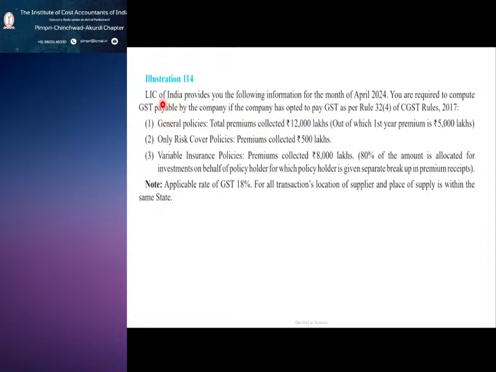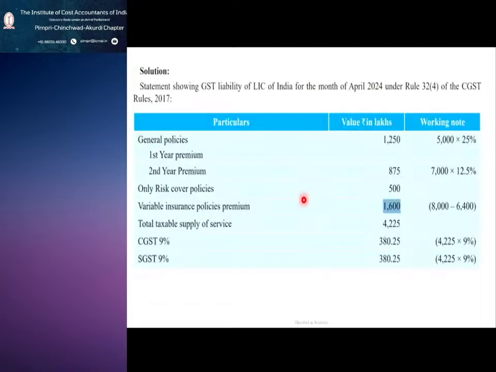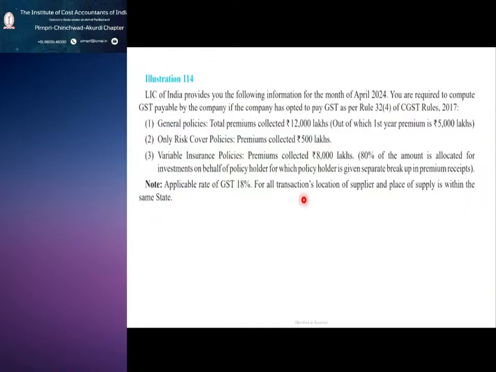This is the Life Insurance of India provides you the following for the month of April. I will share this question, you can try this once, okay. Or we can see this problem now. So it's okay, we will see this problem. LIC of India provides you the following information for the month of April. You are required to compute GST payable if the company has opted to pay GST as per rule 32(4).